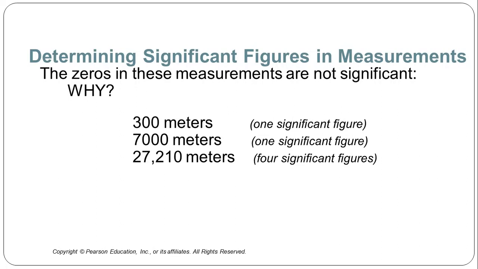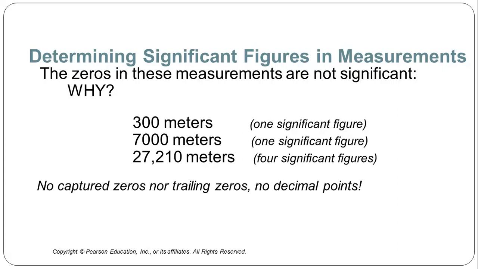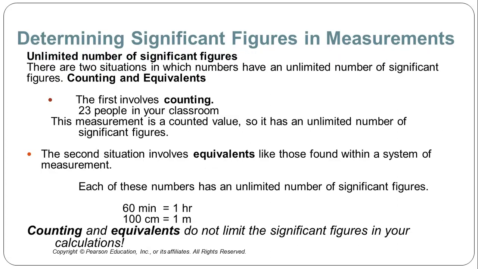For the second example, 7,000 meters, only one significant figure pa rin siya because the three trailing zeros, 7,000, yung 000 ay trailing zeros dapat siya. Kung meron siyang decimal place, significant yon. Since wala, so hindi siya kasali and that is only one significant figure. For the last example, 27,210, apat lang yung significant figures because the zero at the end is not considered significant kahit na trailing zero yan because wala siyang decimal point. Okay? So, no captured zeros, nor trailing zeros, no decimal points.